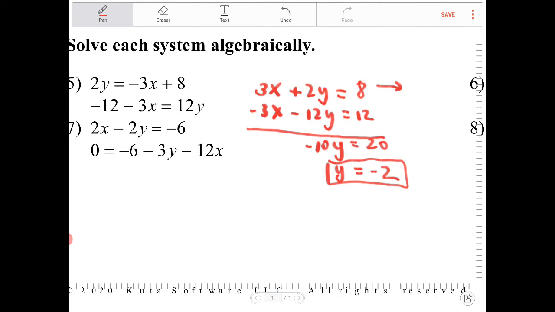And we can see that we end up with 3x minus 4 is equal to 8. Add 4 to both sides, we end up with 3x is equal to 12. Divide by 3, we get x is equal to 4.